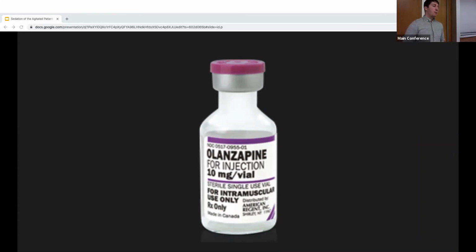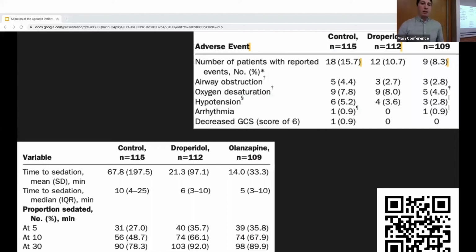Again, we have to worry about respiratory depression. So let's look at another study. Conveniently for this presentation, this one looked at droperidol and olanzapine. The control was actually placebo, but they did receive Versed immediately, so basically consider the control Versed in this population. This was a 2013 study out of Annals.